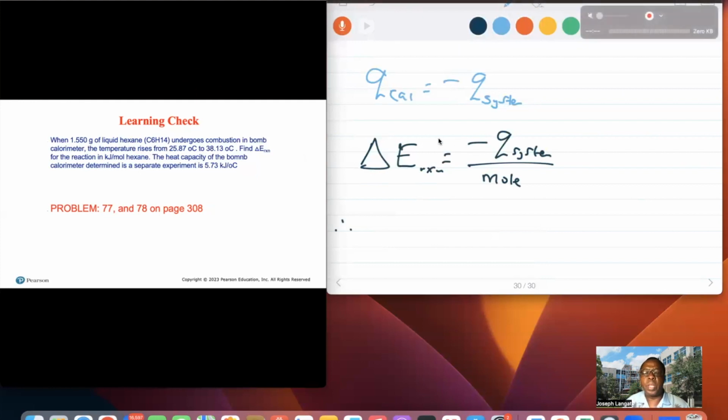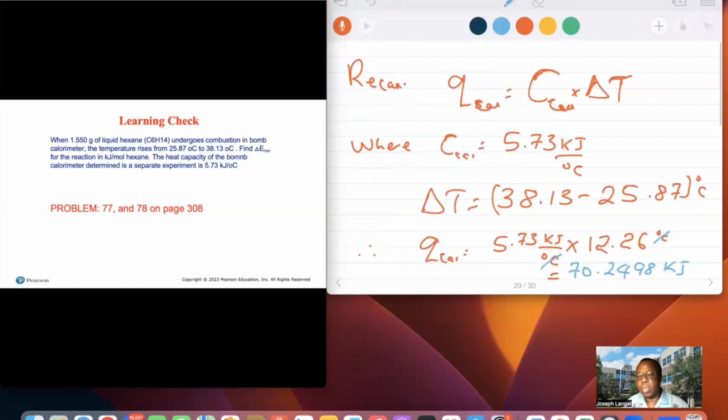How I end up with this is because of the change in internal energy. We are talking about per mole of hexane. So if I know the change in internal energy for the system, it's talking about per mole. I need to divide by the number of moles in 1.55 grams. This alone is not the answer.